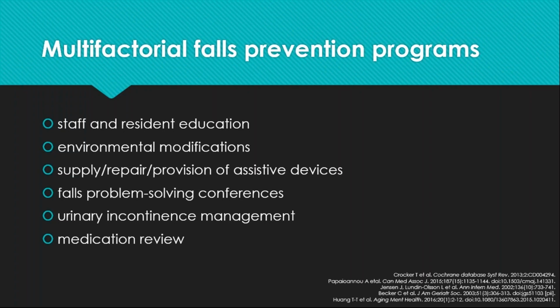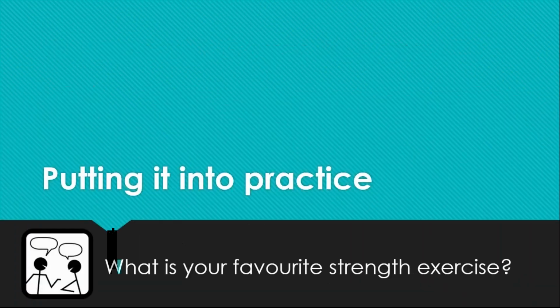canes, falls problem-solving conferences. So I know a lot of homes, what they'll do is right after somebody falls, they'll have a little huddle and talk about this, you know, why did that person fall? What can we do next time to prevent it? You know, what are the contributing factors that we could work on? And those have been studied in literature and shown to be helpful.